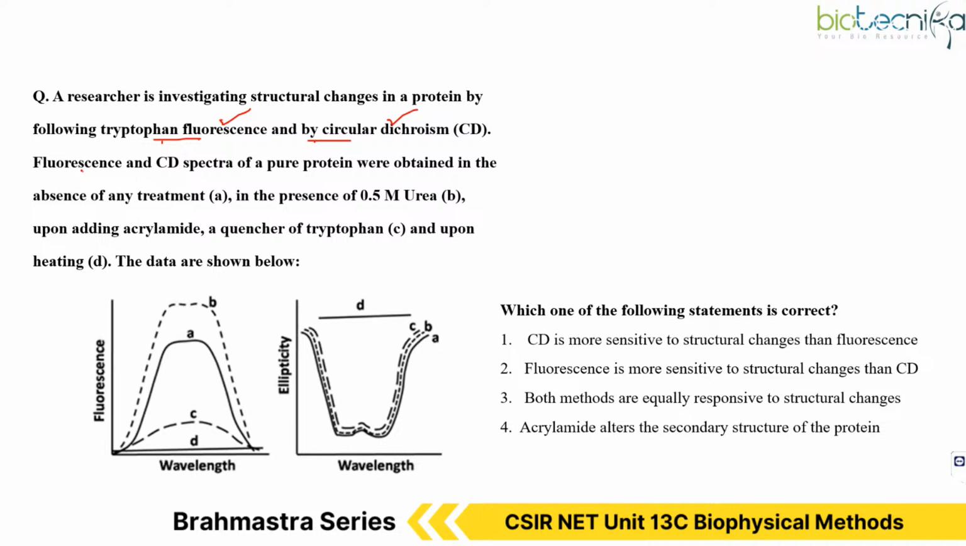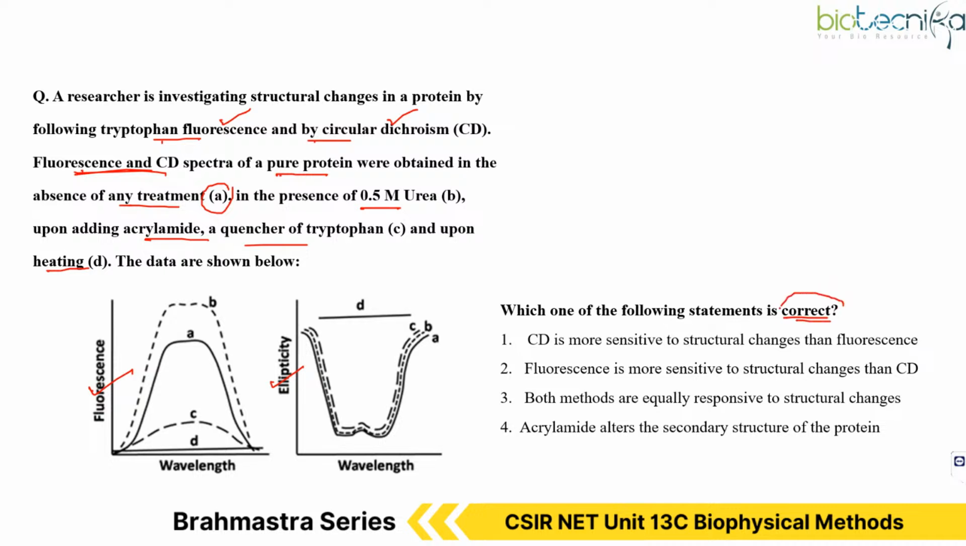Now, it is mentioned that fluorescence and circular dichroism spectra of a pure protein were obtained: A, in absence of any treatment; B, in presence of 0.5 molar urea; C, upon adding acrylamide, which is a quencher of tryptophan; and D, upon heating. And data for both are given below. This is for fluorescence, this is for circular dichroism. Now, which one of the following statements is correct?